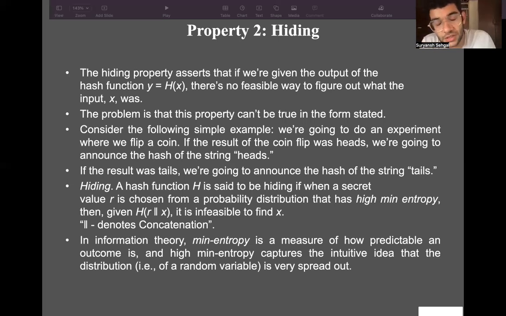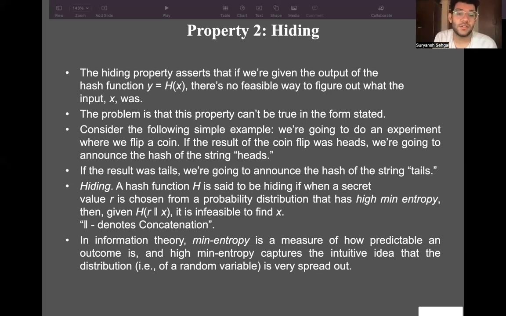Hiding: a hash function h is said to be hiding when we choose a secret value R from a probability distribution that has high minimum entropy. High minimum entropy means the probability of predicting the outcome is low, and it means the value has been taken out of widely spread out data.